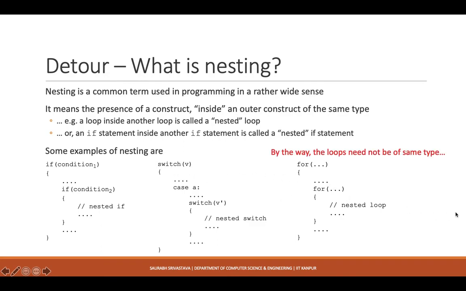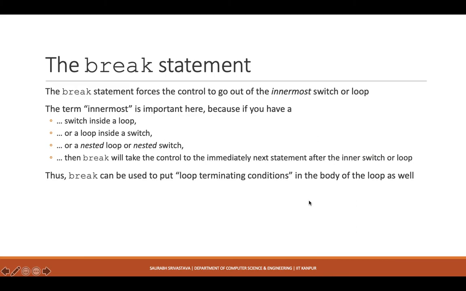Okay? And by the way, when I say nested loop, it doesn't mean that it has to be the same loop. For example, either one of these could be while or do while. So the idea is that a loop inside a loop is a kind of nested loop. Anyhow, break can be used to put loop terminating conditions as well. So now you can see that because it can take the control out of a loop.